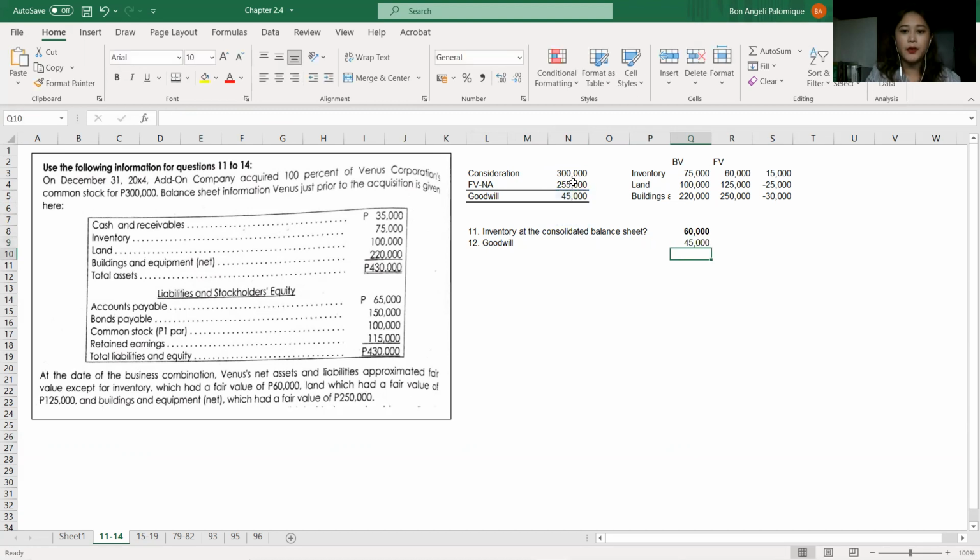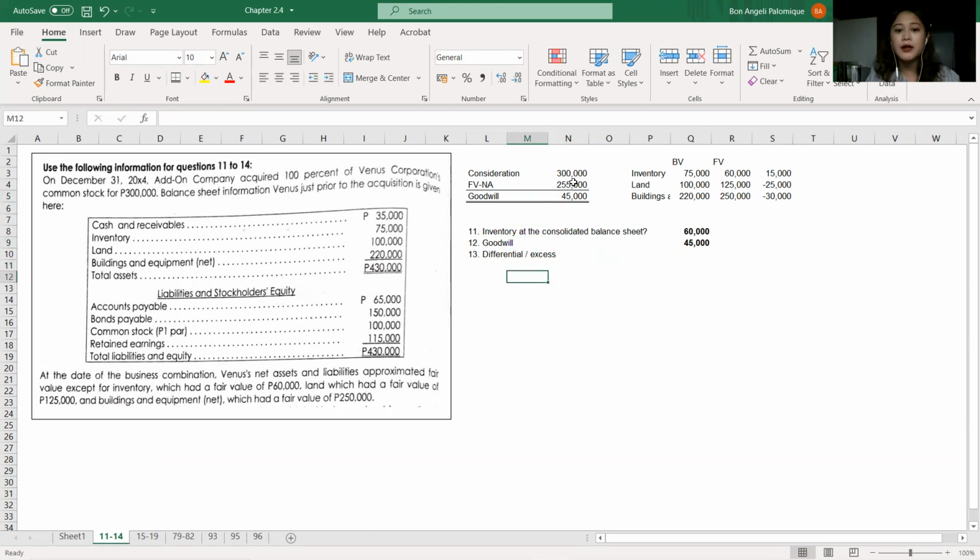Next question. For number 13, question natin is, magkano yung differential? So, new term to, di ba? Hindi ko pa ito nabanggit before. Binigay ko dito ang problem na to para ma-expose tayo, in case ito yung tanong. Na-encounter na natin to, sadyang hindi natin nagamit yung term. Differential also means excess. Di ba ginagawa natin consideration less fair value net asset?